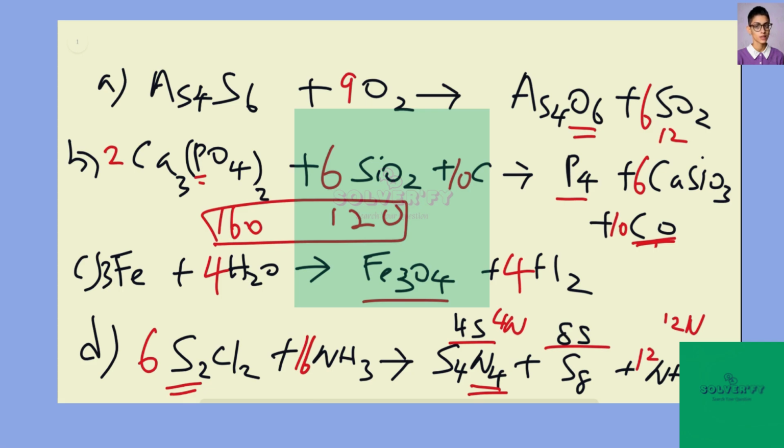Okay, so the last element that we have to balance will be our hydrogens. On the left, we have 3 times 16 nitrogen, so we have 48. On the right, we have 4 times 12 hydrogen, which also equals 48. So the complete balanced reaction for the last question will be 6S2Cl2, 16NH3, 1S4N4, 1S8, and 12NH4Cl.